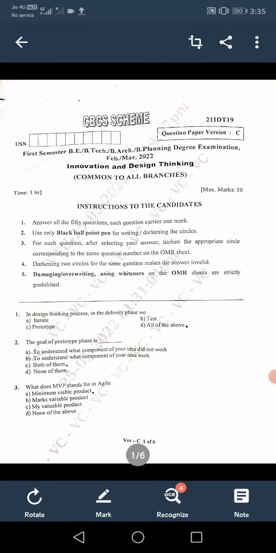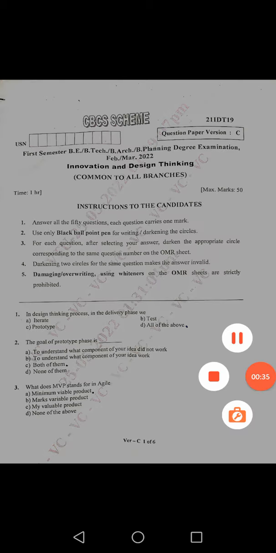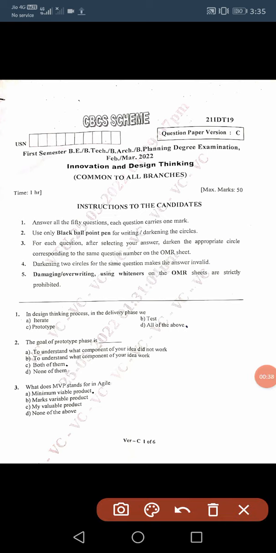Okay, so today I am having the correct answers, that is key answers for these 50 questions. Let's see one by one which are going to be the correct answers. So we'll start with the first question. In the design thinking process, in the delivery phase, we iterate, test, prototype, all the above. The answer is all the above, that is D.